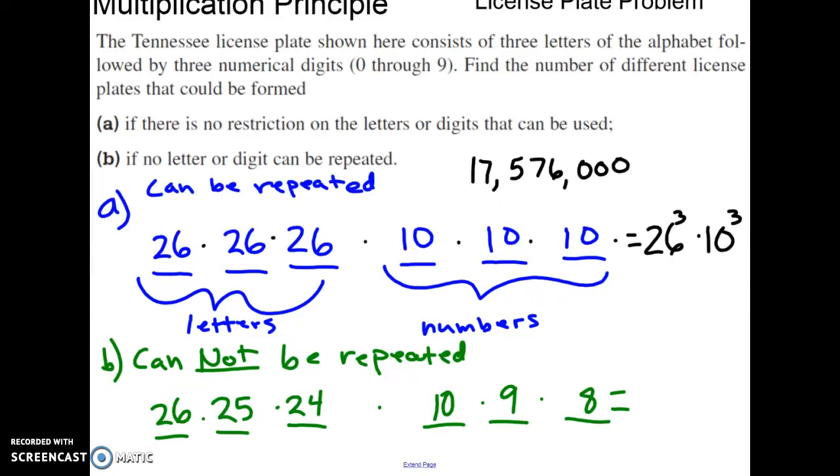And then we go ahead and use the multiplication principle. And once you plug that into your calculator, you get 11,232,000, which is still a lot, but it is definitely not as much as the 17.5 million that you could be doing with the repeated.